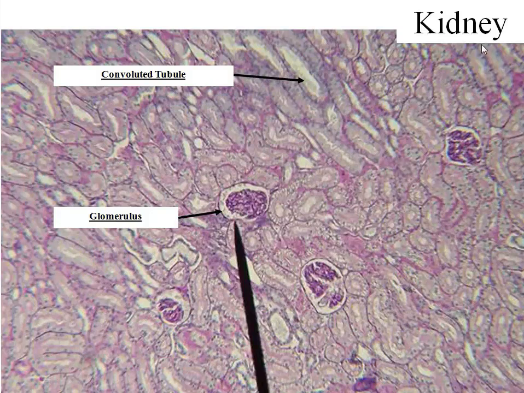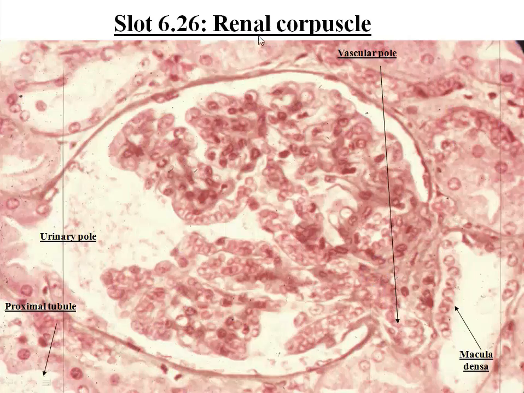Okay, this is again magnified. So all these are the convoluted tubules. These are the glomeruli. Now this is a much more magnified renal corpuscle in a regular stained histological slide. So here we will get acquainted with the labels which we have seen in the diagrammatic drawing in the earlier slide.